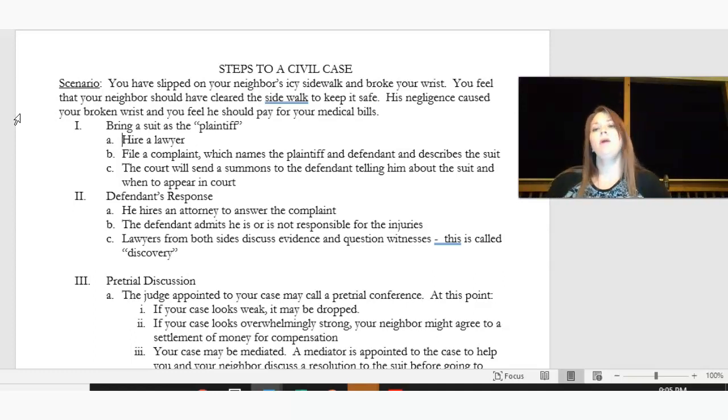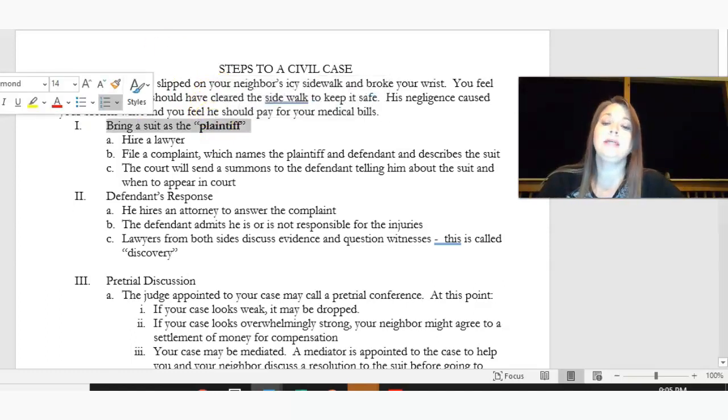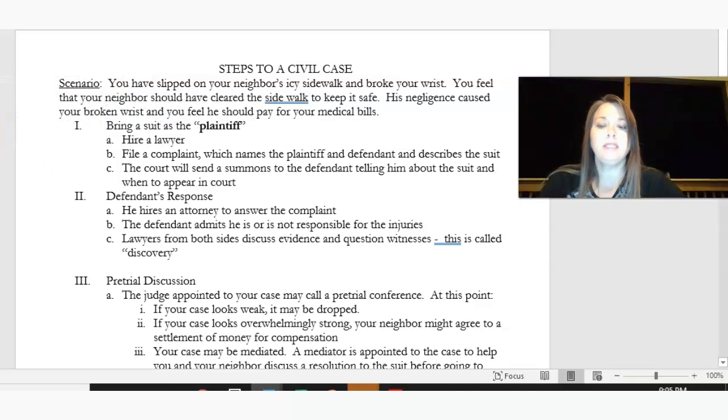So how can you go about filing a civil suit? The first thing that you have to do, and here's a key word right here, is to bring a suit as the plaintiff. So as the plaintiff, you are making the complaint. Do you see how complaint and plaintiff kind of sound similar? You can remember it like that.